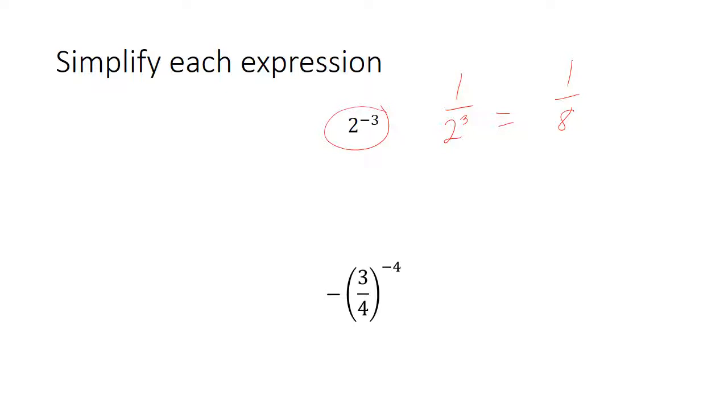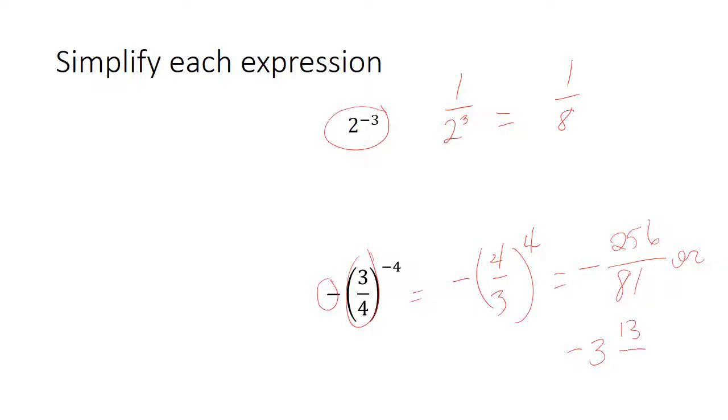And this one. Okay, so remember our negative is going to stay out in front. I'm going to take the reciprocal of my fraction, which will be 4/3. All that is raised to the 4th power. So my negative is going to stay in front. 4 to the 4th power is 256. 3 to the 4th power is 81. And if you want to, it is completely fine to leave that answer as an improper fraction, or you can turn it into a mixed number, which would be negative 3 and 13/81.